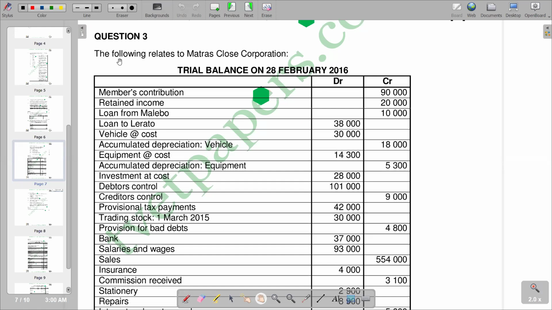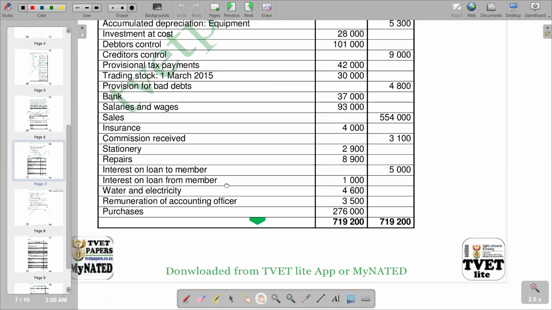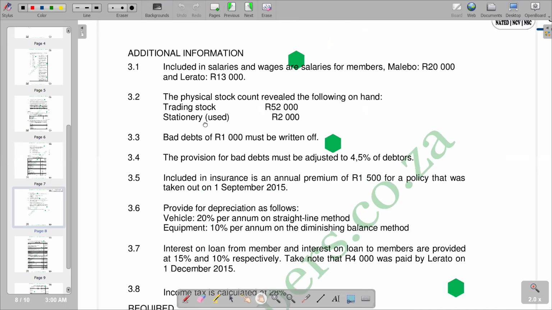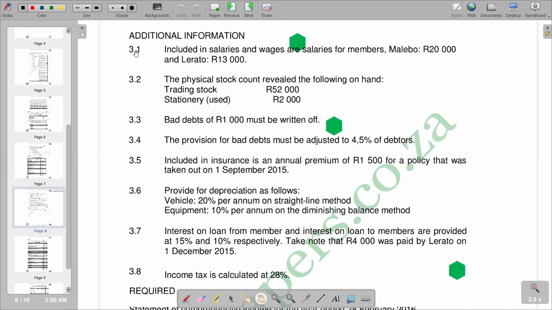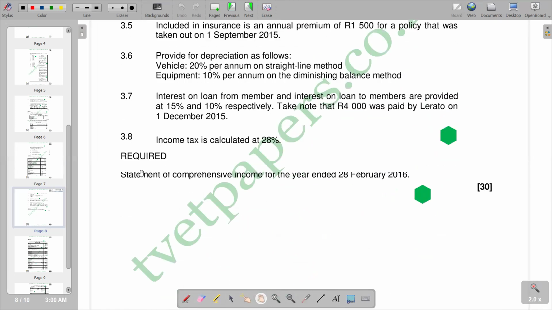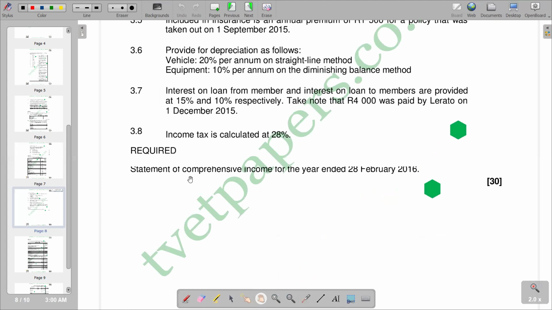Our question is: the following relates to Mattress Cross Corporation. We're given a trial balance of 28 February 2016, whereby we are given a list of balances in the form of a trial balance. If you go to the next page of the question, you see that we're also given additional information that you need to go through, arranged from 3.1 to 3.8. So the required part of the question is the statement of comprehensive income for the year ended 28 February 2016. So this is what we have.